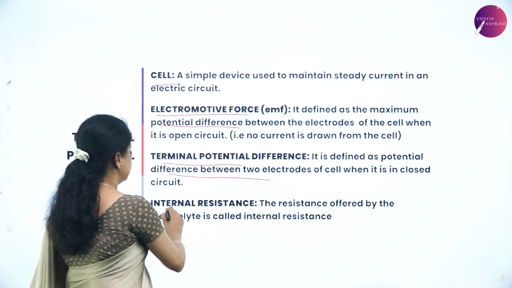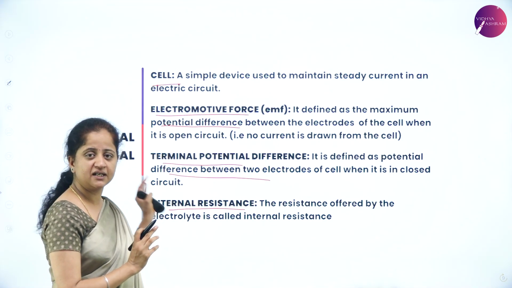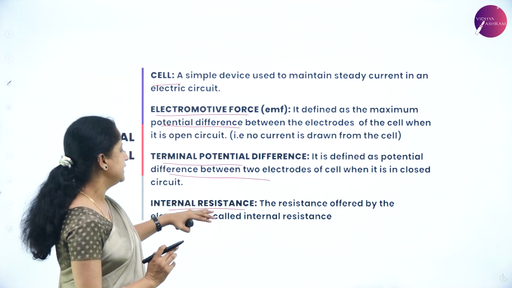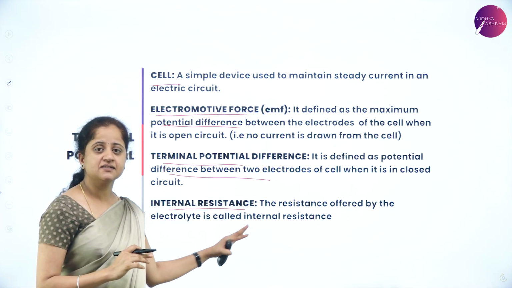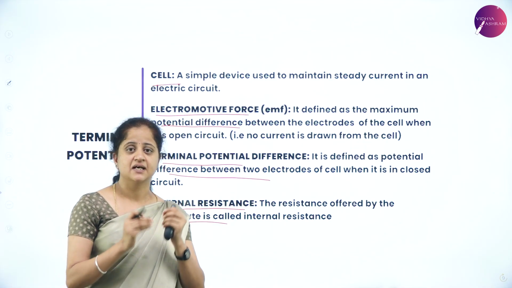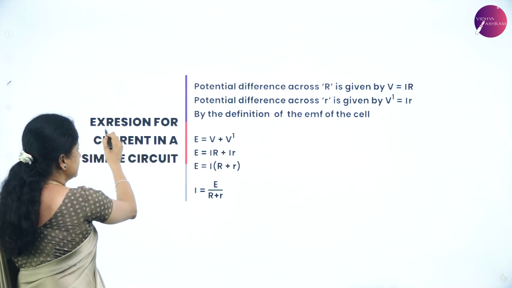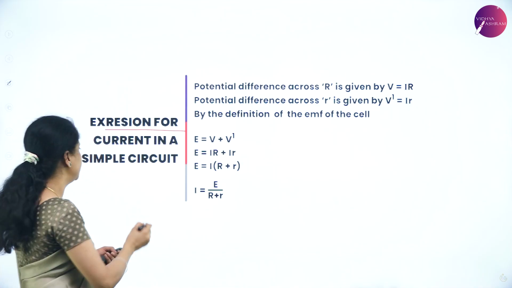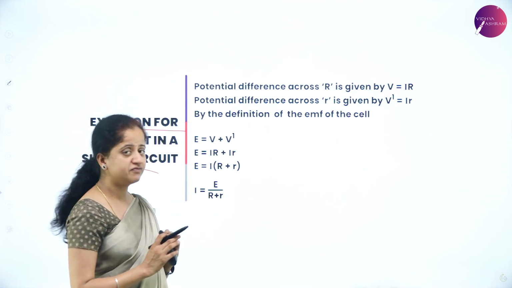So now we will discuss internal resistance, another important terminology in understanding circuits. The resistance offered by the electrolyte is called internal resistance. Now after knowing all these important definitions, let us move to the next topic, that is the expression for current in a simple circuit. Let us write an expression for current with the help of a simple circuit.